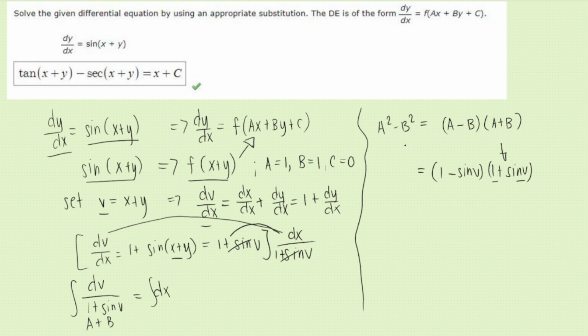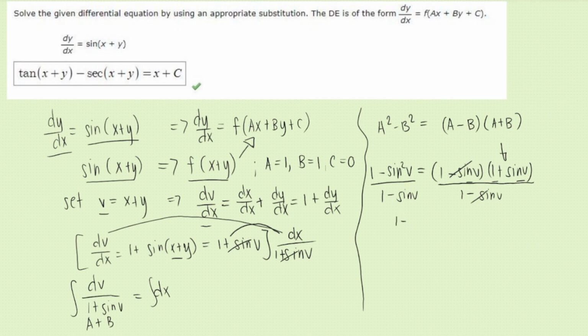So that's a squared, 1 squared, which is just 1. b squared, where our b is sine of v, is sine squared v. So we have 1 minus sine squared v. After that, divide both sides of the equation by 1 minus sine v. The reason is I want my 1 plus sine v to be left alone and isolated on the right hand side of the equation.